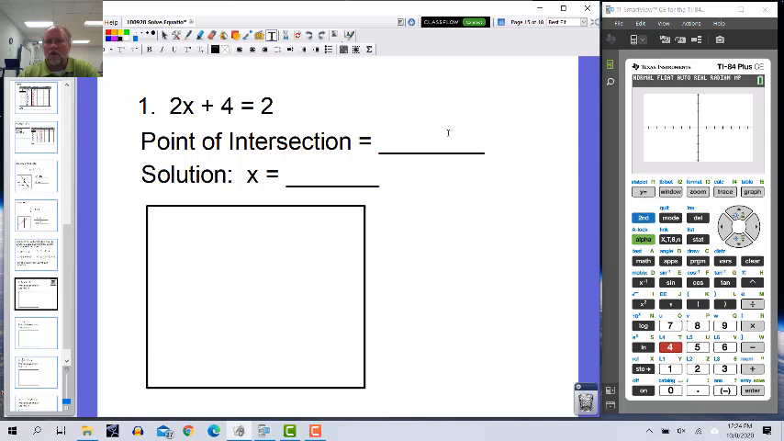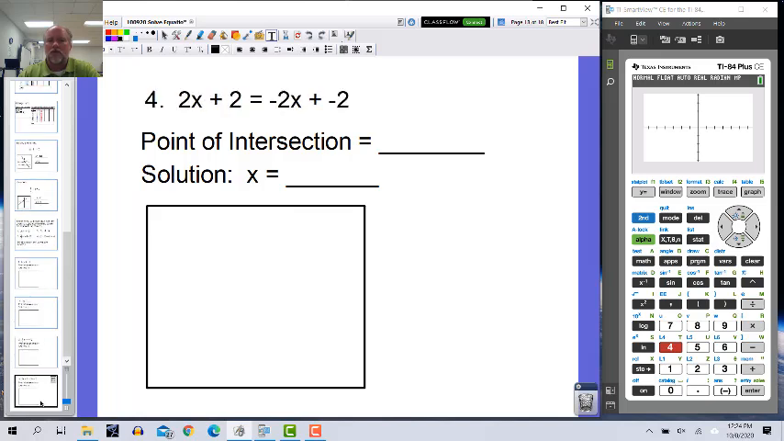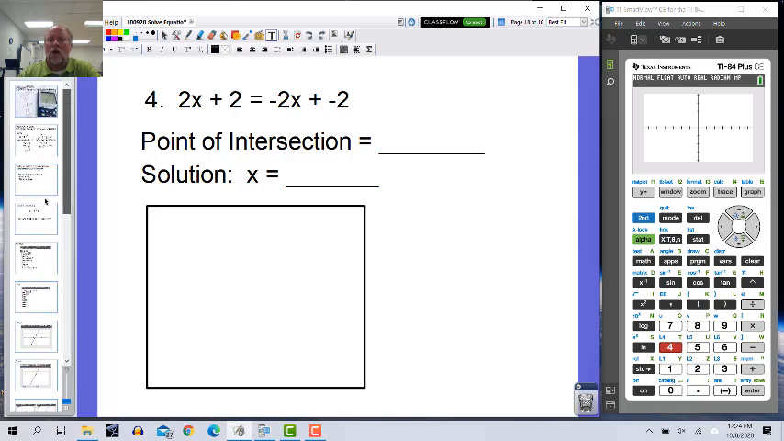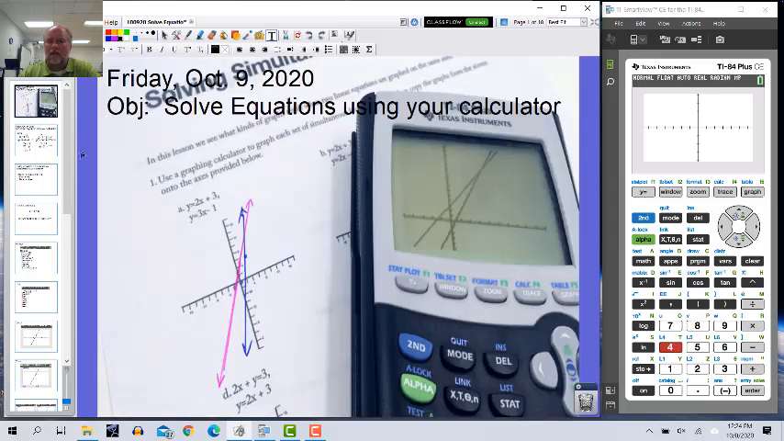Then you're going to find the point of intersection. You're going to put that as a parenthesis, number, comma, number, parenthesis. And then the solution is x is equal to whatever your x value is right here. And you're going to do that with each of these 4 equations. Okay? So that is how we solve equations graphically using the TI-84 graphing calculator.